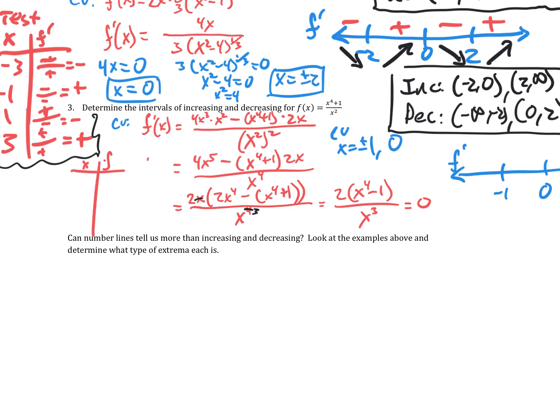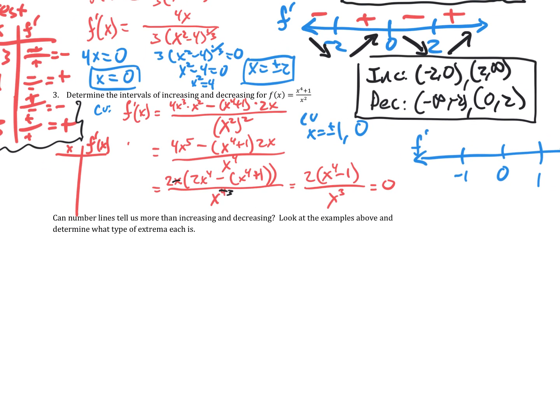Put a little table down here. Okay? And you can probably get away without this table, I should say, but I'll just write it out so we can see what's going on. All right?